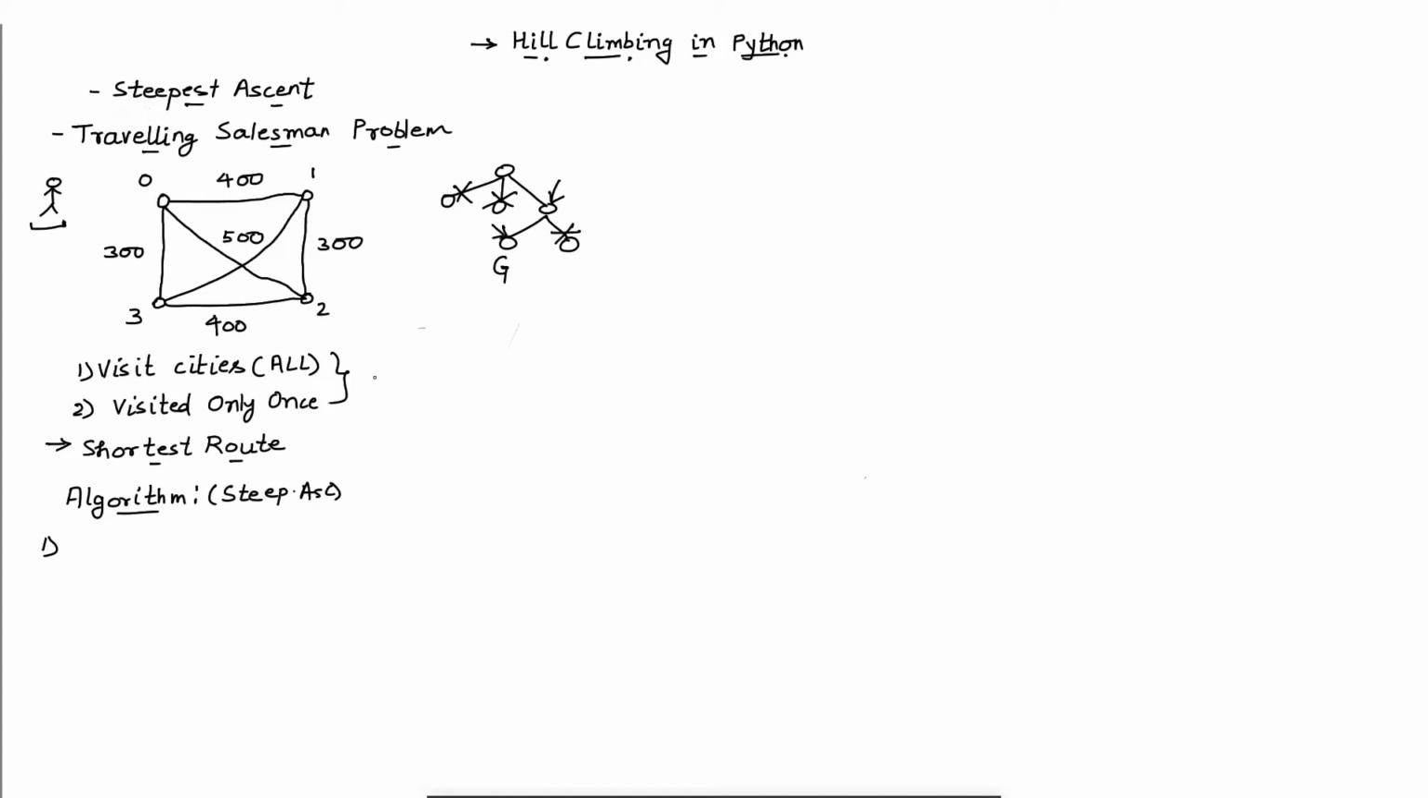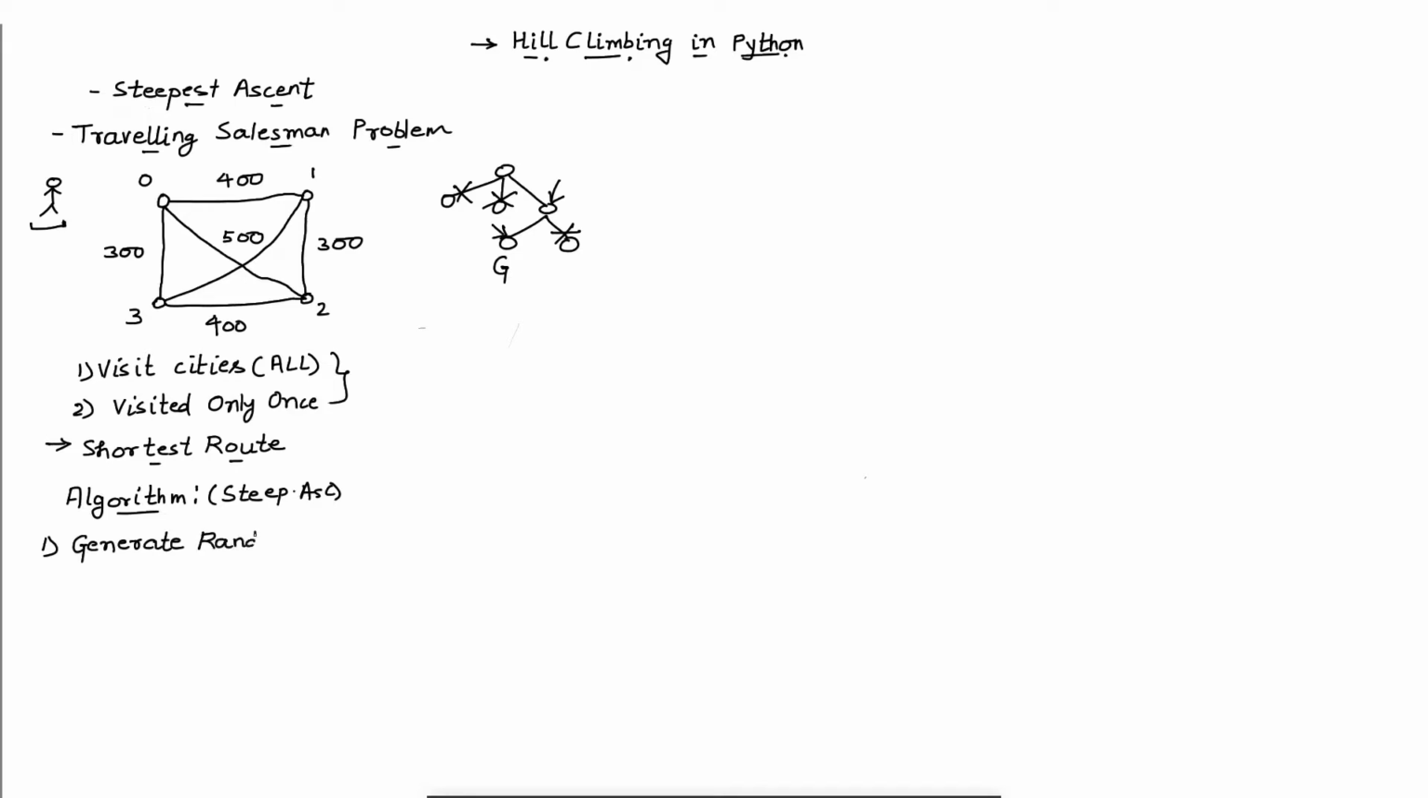So we keep going on. The steepest ascent is this only. We are choosing the best neighbor using the heuristic value, right? So a very quick summary of steepest ascent. Now the first task in this algorithm is to generate a random solution, right? That is a very important part.